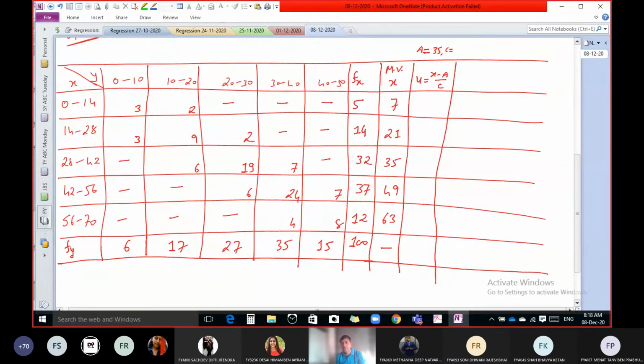What should it be? 7. Or you can write 14, better. What is the gap here? See, the interval is 14. So it's better to write 14. You can write 7, no problem at all, but it's better to write 14.